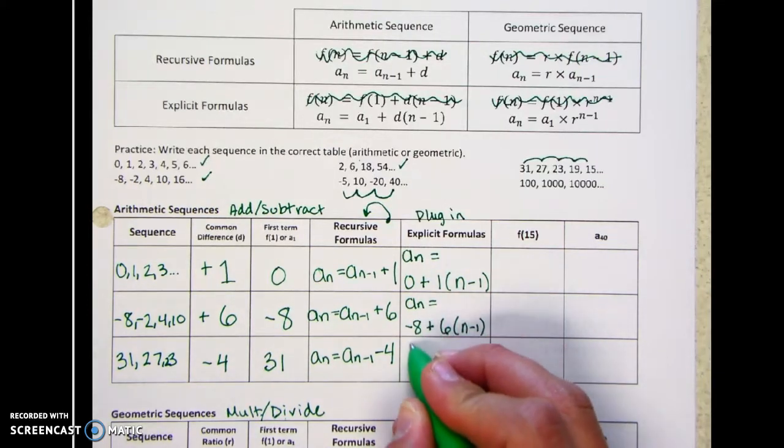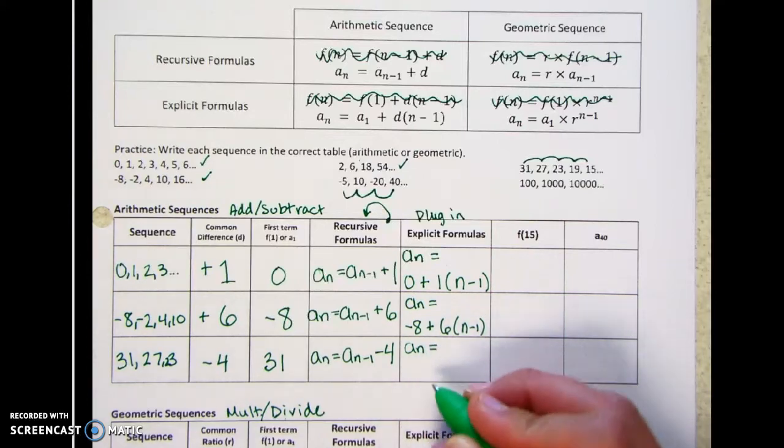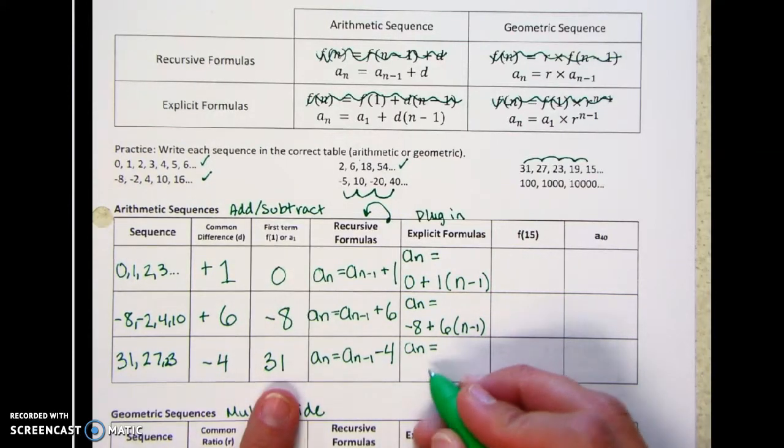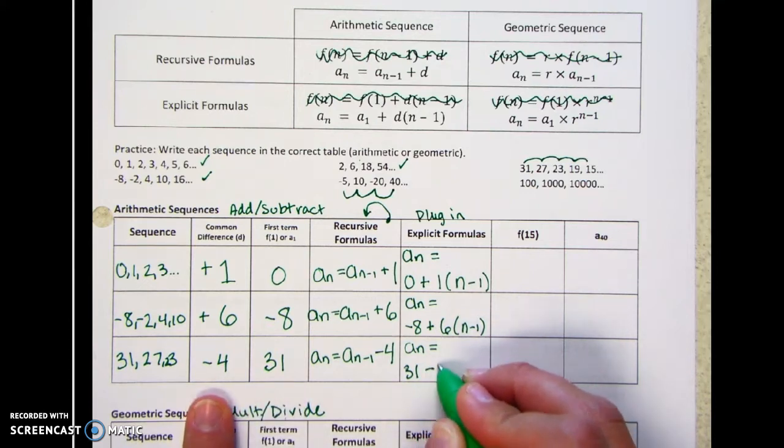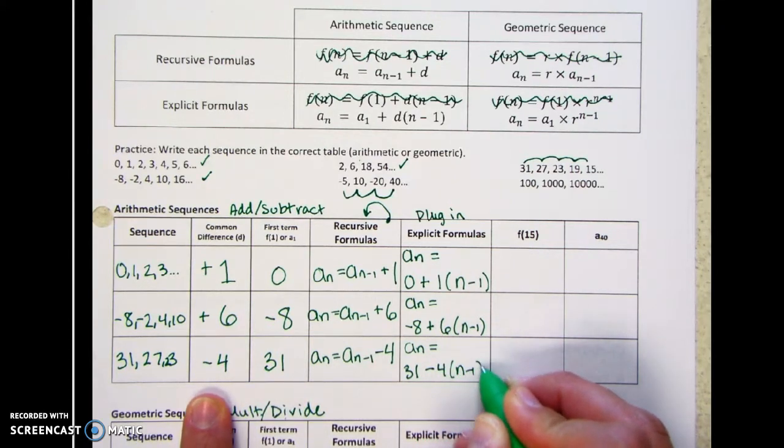Okay, how would we write this one? A sub n equals, all right, what goes first? 31, the first term. And then instead of plus, we're going to put minus 4 times n minus 1.